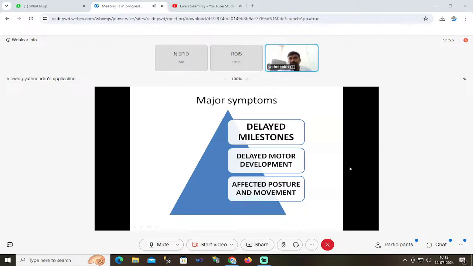One is the posture, another one is the movement. This can be because of a number of reasons why the posture and the movement will be affected. When you see delayed milestones, this will be correlating with other conditions, so we need to rule that out. And a delayed motor development, when you see it particularly along with the other milestones, the motor milestones will be delayed here. So delayed milestones and delayed motor development is also one of the important factors. And finally, it may lead to the posture and movement problem.